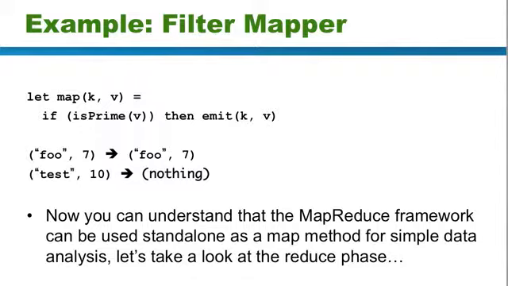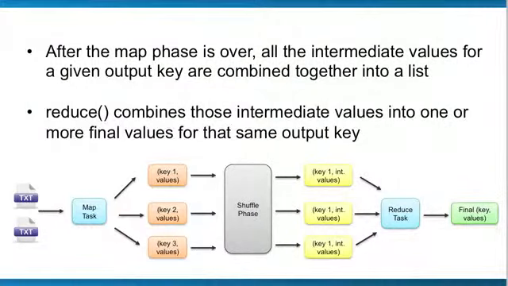Let's look at the reduce phase. The primary goal of the reduce phase is to do aggregations or your more complicated functions once everything's been mapped from the map phase. So all the intermediate values that come out of the output of the map phase are given an output key and are combined together into a list. The reducer combines these intermediate values into one or more final values with the same output key.